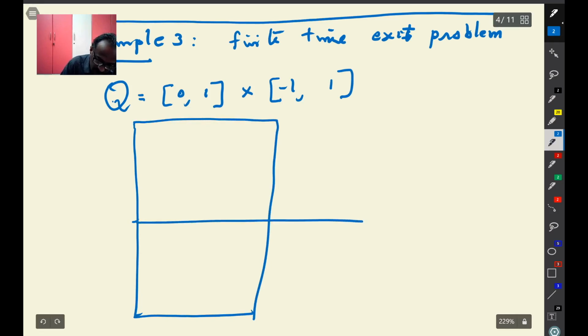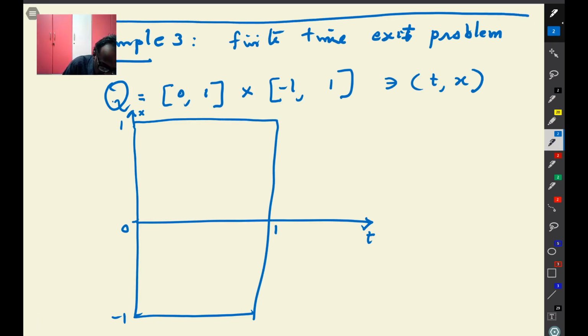Okay, so this is your axis here. This goes to this axis here. So you will take 0 here, 1 here, minus 1 to 1. So this is your domain. So the points are represented by (t, x). The t is in this direction. This is the t variable. This is the x variable. So you look at any point here. So fix (t, x).